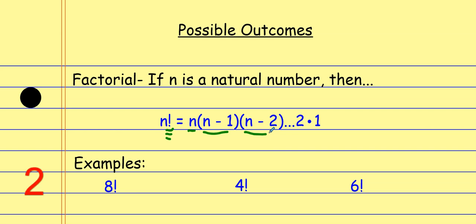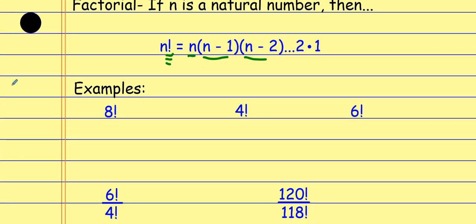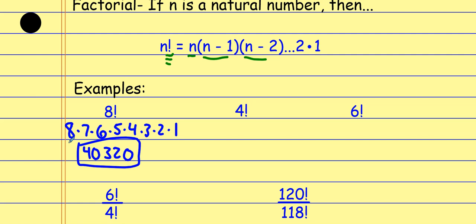Basically, factorials are pretty simple. You start with the number that's given, and you take every number under that and multiply them all together. For example, 8 factorial just means I do 8 times 7 times 6 times 5 times 4 times 3 times 2 times 1, and I multiply all those together, which I believe gives me 40,320 if I remember correctly. The next one, 4 factorial, is just 4 times 3 times 2 times 1, and that gives me 24.